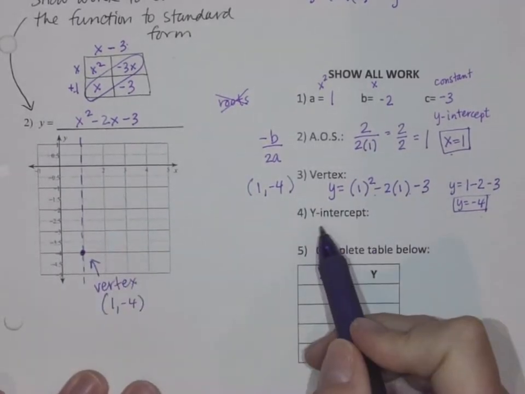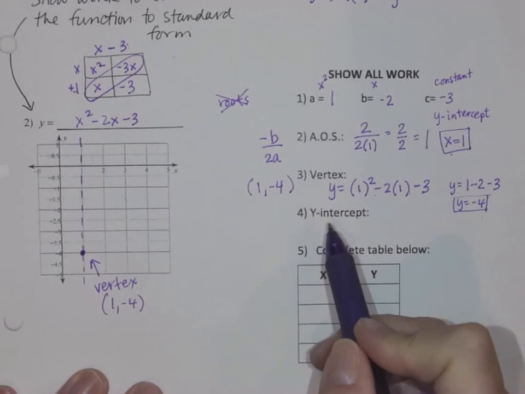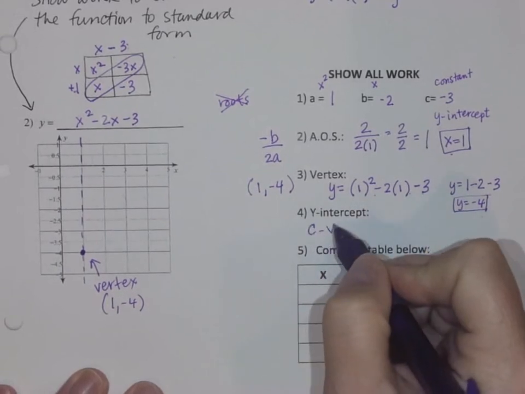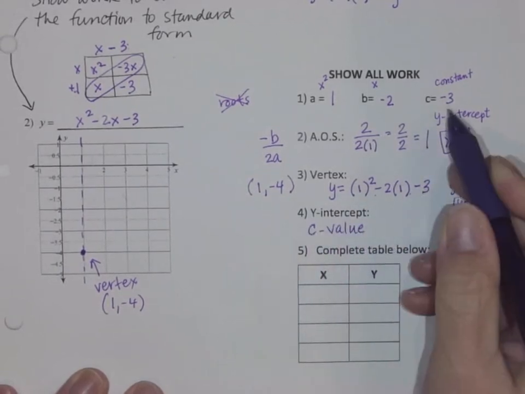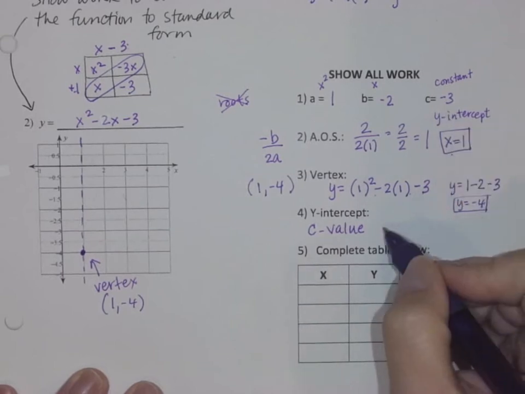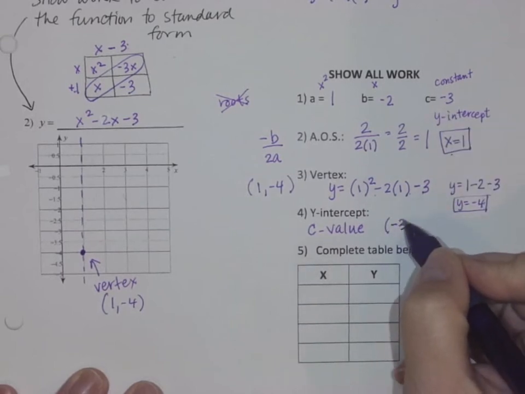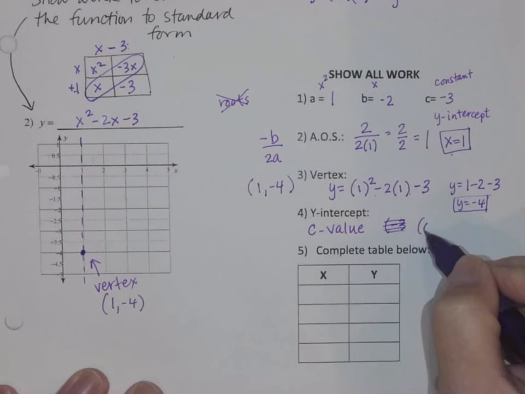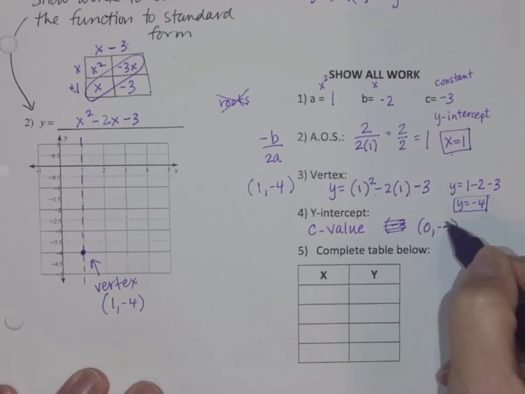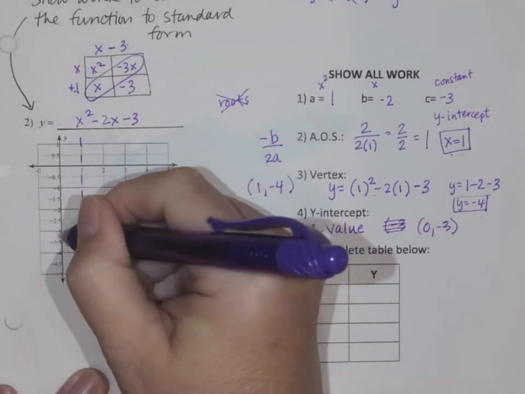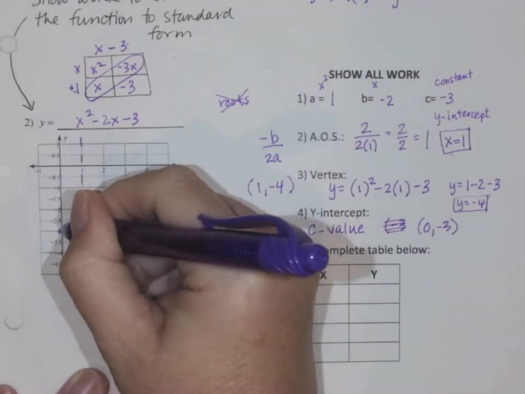So now we have to find our y-intercept. This is an easy one. It is always the c value. So our c value is -3. So our y-intercept is going to be 0, -3. Our x value is 0, and our y value here is -3. And we knew that already because we had this in the previous problem.